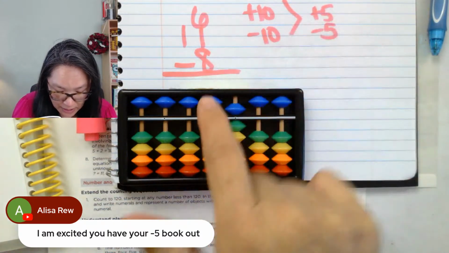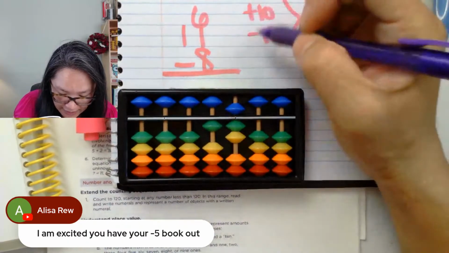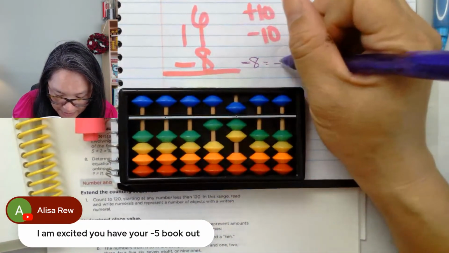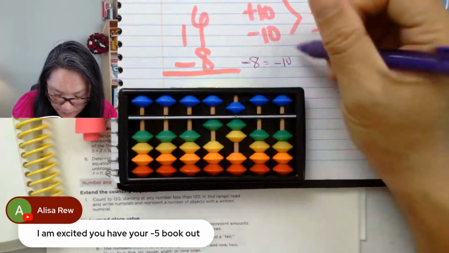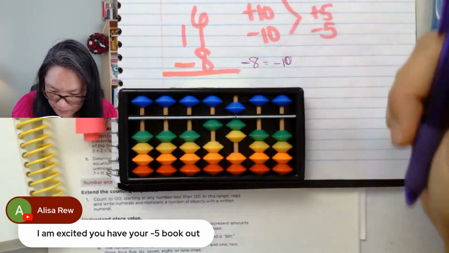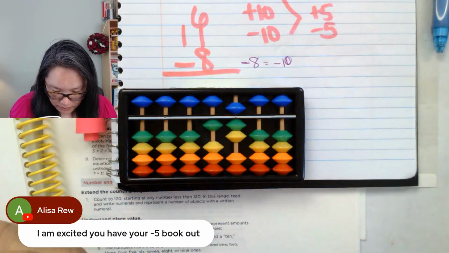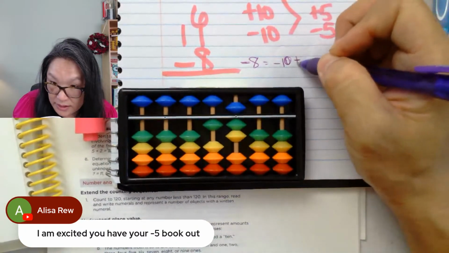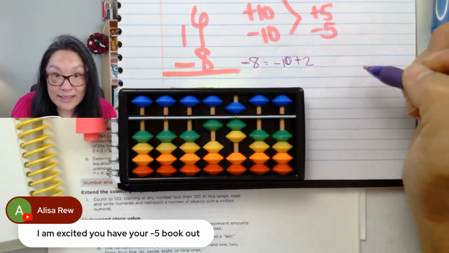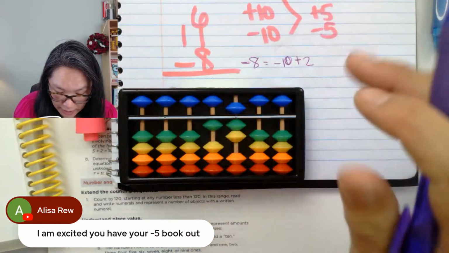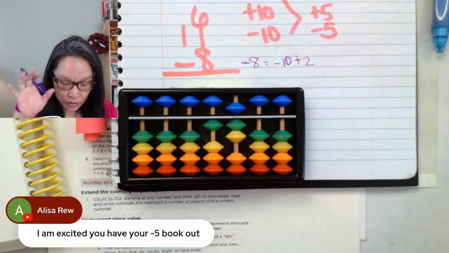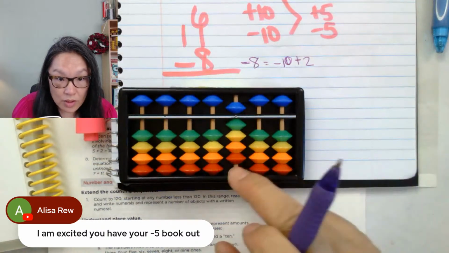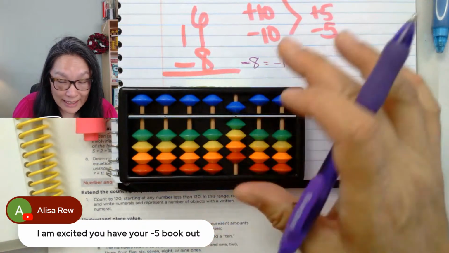I want to take away the 8. To take away the 8, minus the 8 is equal to what? Minus the 10, right? Minus the 10. And then plus 2. Yes, it is with the flowers. I try to incorporate the old stuff with the new stuff. So minus the 10 and then plus the 2. My final answer is 9.